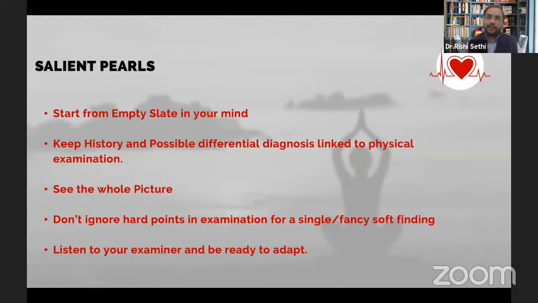And then while you are making your final diagnosis and presenting it, your history, your differential diagnosis discussion, your physical examination, all should match and be represented in your final diagnosis. So do not delink different parts of your clinical examination from one another. Try to see the whole picture.